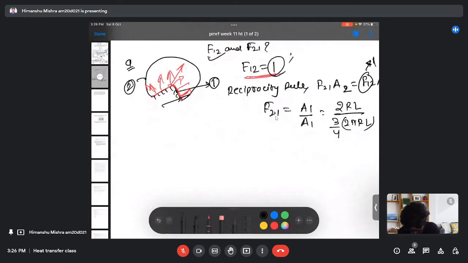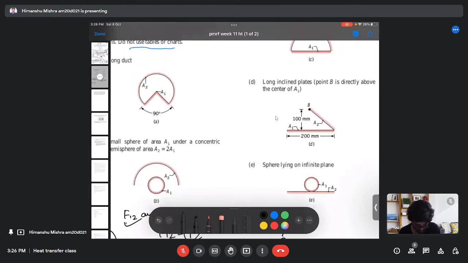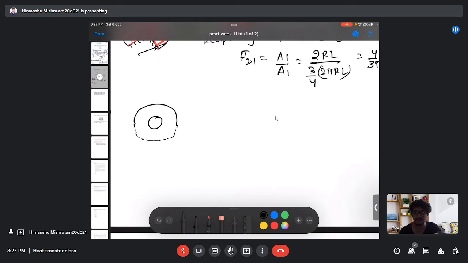So let's move to the different geometry. I will use this dotted line to signify there is no body here, but still there will be some radiation which is crossing this dotted boundary. The inner circle will be surface 1, the outer surface is surface 2, and the dotted surface is surface 3. So we need to find F12 and F21.